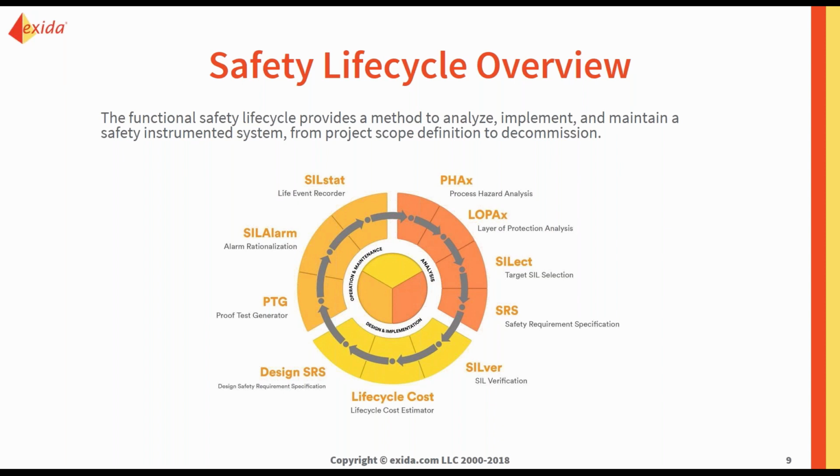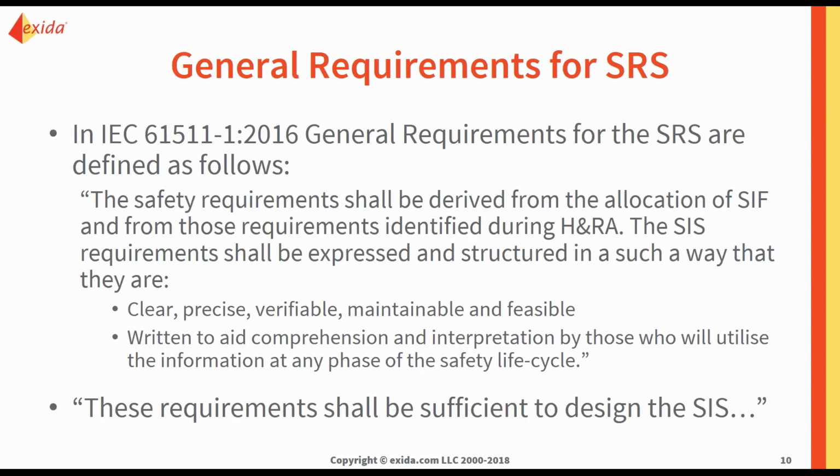All of this information is going to go into your safety requirement specification, but it doesn't stop with just your target SIL level. There are a number of requirements that the standard wants you to include so that you can hand off basically a usable document for the design team to use as a starting point. The general requirements for the SRS include that they want this document to be clear, precise, verifiable, maintainable, and feasible. So obviously, this can actually be used and helpful for the team that's going to design your safety instrumented system.